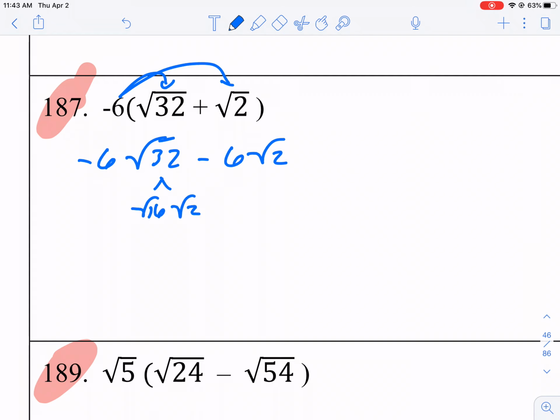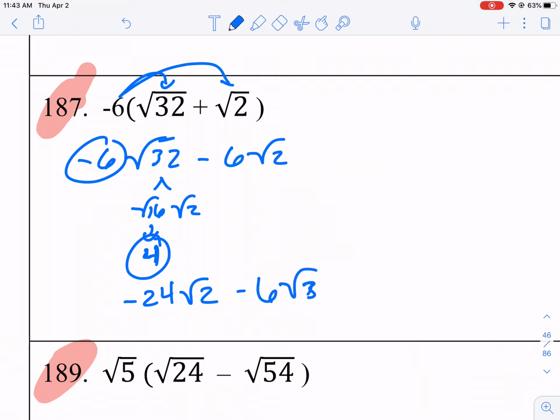And again, you could do your trees. Square root of 16 is 4. That 4 needs to get multiplied by this 6. So now that becomes negative 24 square root of 2 minus 6 square root of 2. Let me rewrite that. Now we have negative 30 square root of 2.